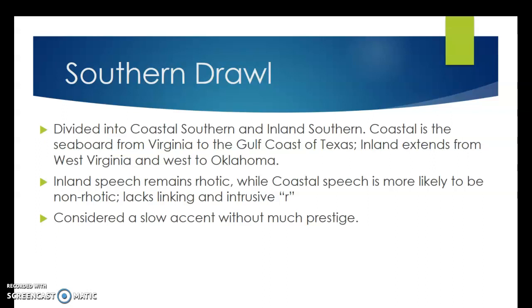Coastal stretches from the Atlantic coast in Virginia to the Gulf Coast of Texas, and inland extends from West Virginia west to Oklahoma. Inland speech retains R's before consonants and at the end of words, while coastal speech is more likely to be non-rhotic. We're told that we don't see a linking or intrusive R in Southern accents, but I beg to differ.